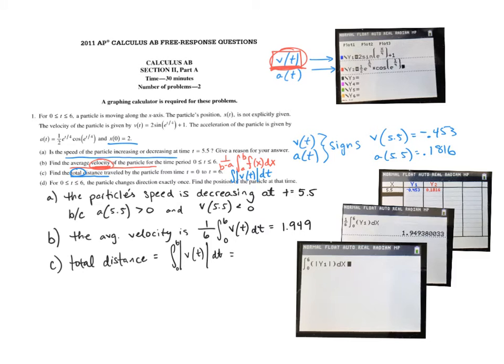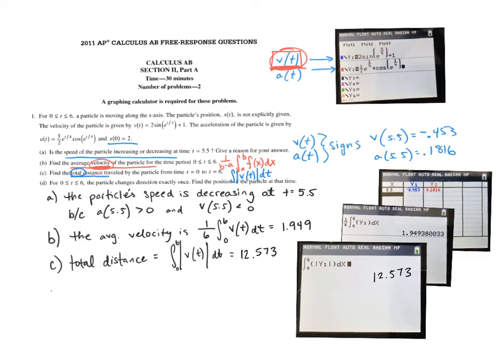All right, so again, my calculator did all the hard work for me. And after I typed that integral in, it gave me a value of 12.573. So the total distance that my particle traveled was 12.573 units. Okay, cool.